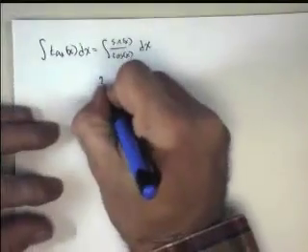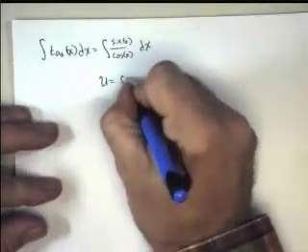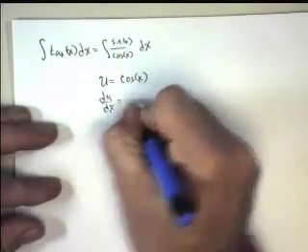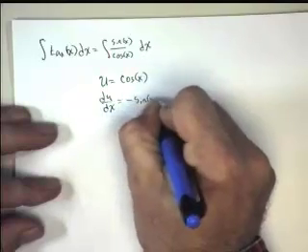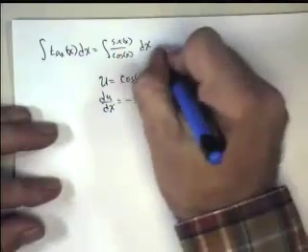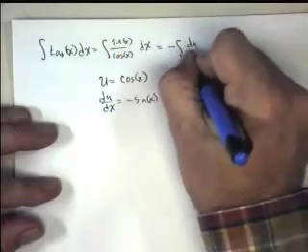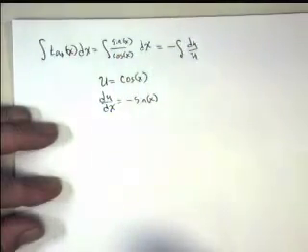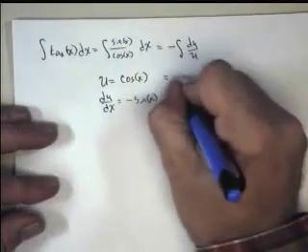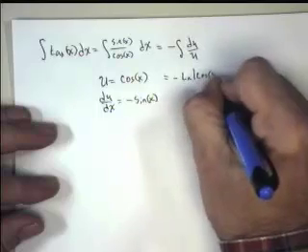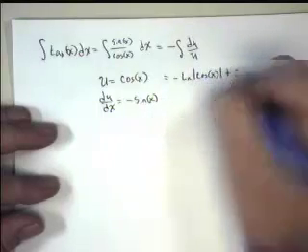We'll let u be the cosine of x. du dx is minus the sine of x, and that gives us minus the integral of du over u when we substitute. So that's minus the natural log of the absolute value of the cosine of x plus a constant.